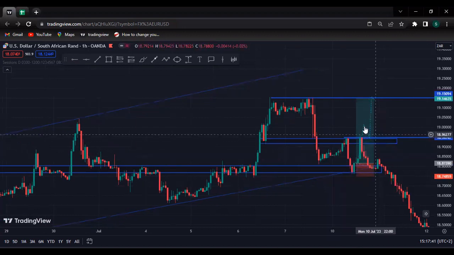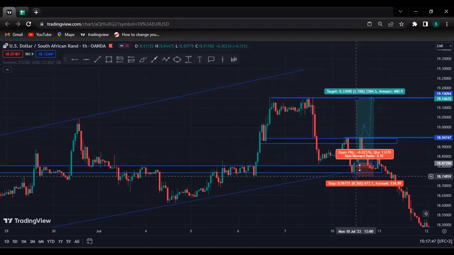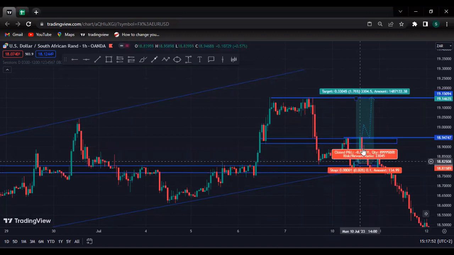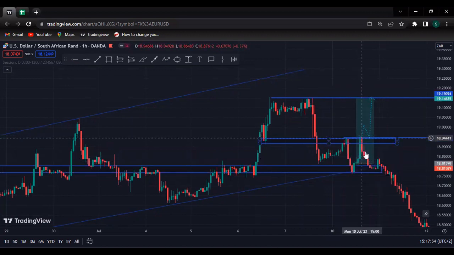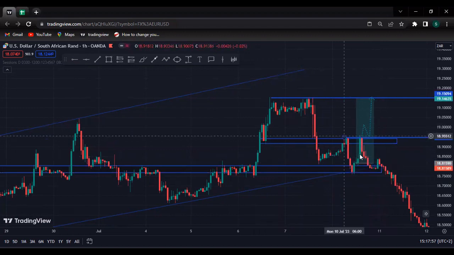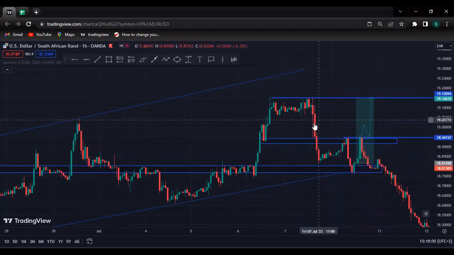So what happened was how I managed this trade as it got here. Once my TP1 was matched, I moved stop loss to break even. Over here, I moved stop loss to break even, and then price came down and stopped me out at break even. So that's how I was able to capture 2% on this trade on USDZAR. So let's move on to the next pair.